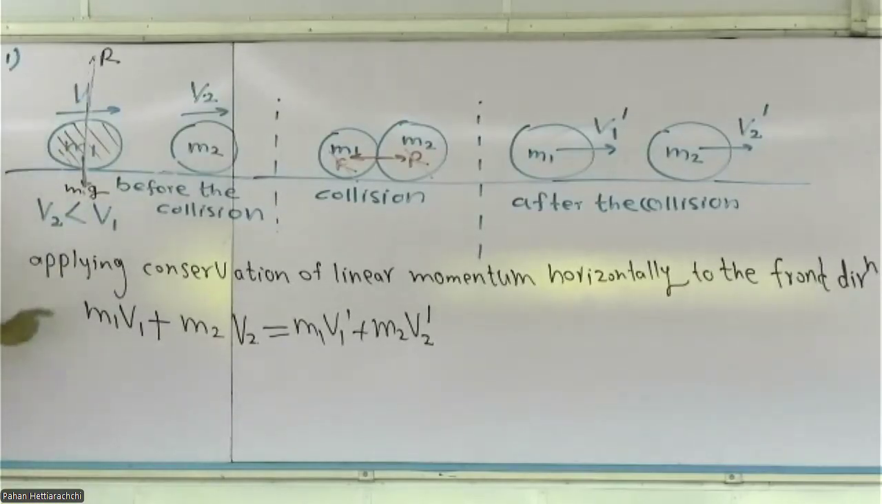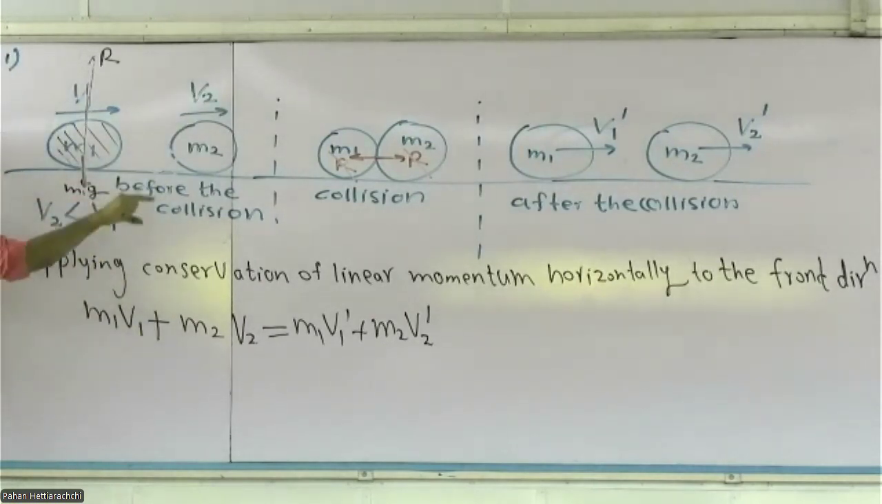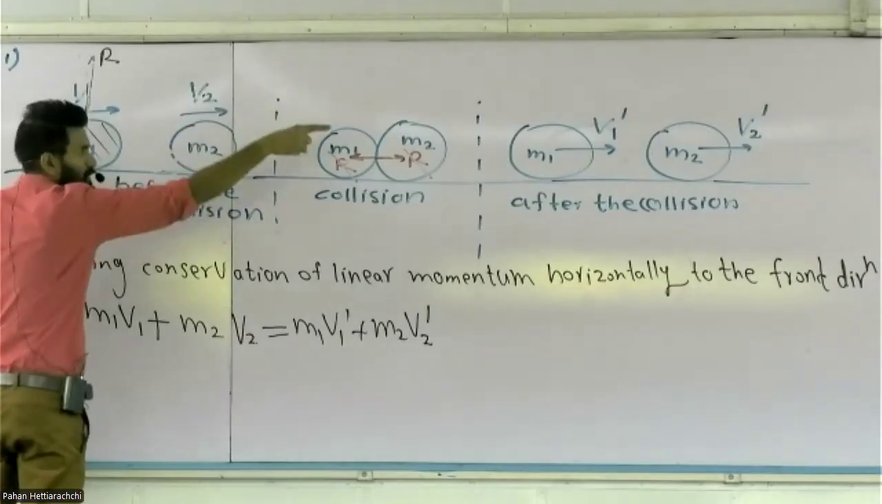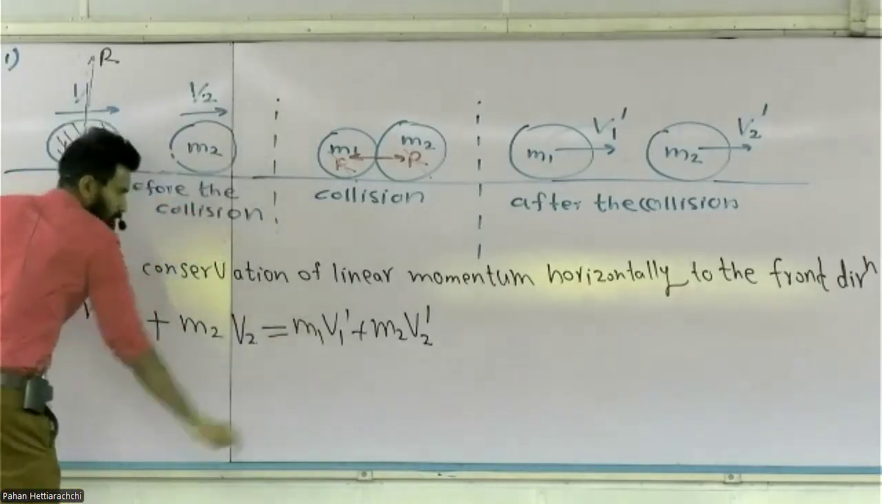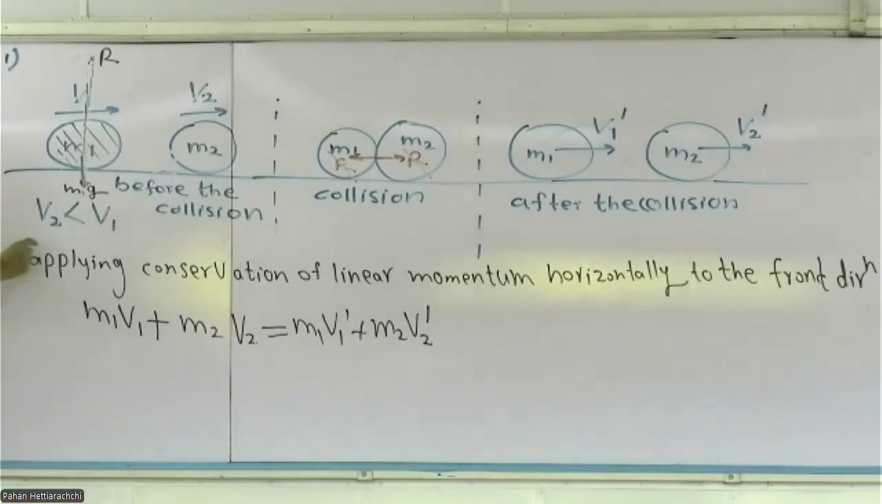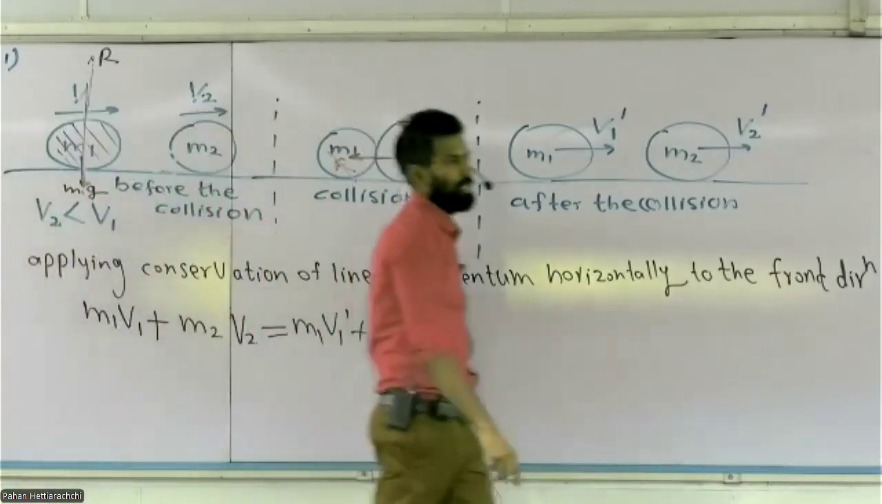So what are the momentum parts? M1 into V1, M2 into V2. They are equal to the final momentum parts, M1 V1 dash, M2 V2 dash. So this is how it goes. Okay, you can complete it now. This is the conservation of linear momentum for a system of masses.